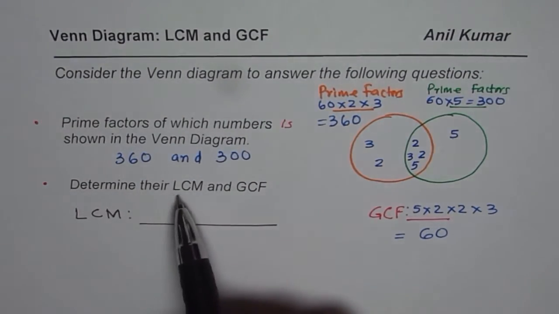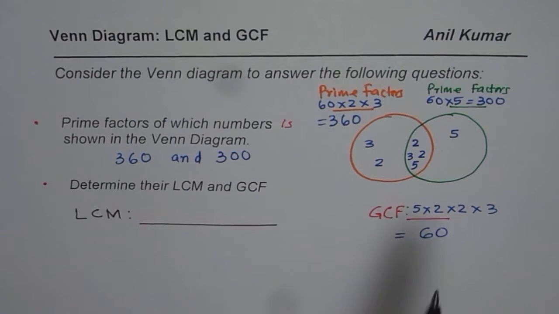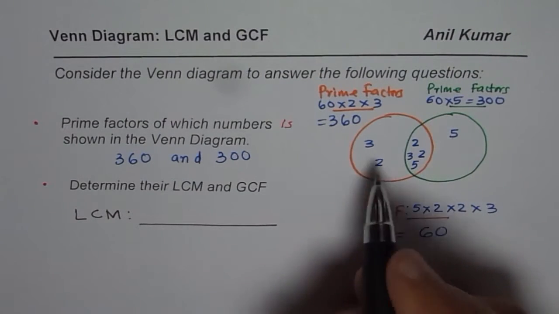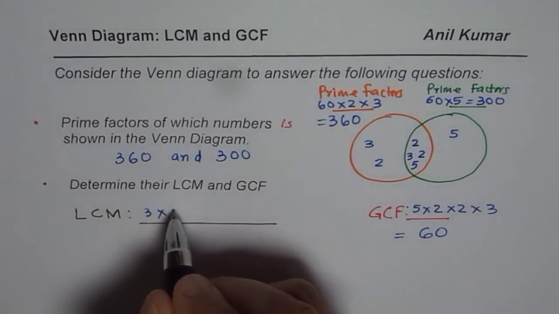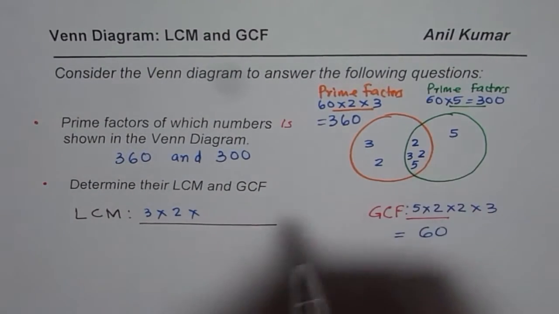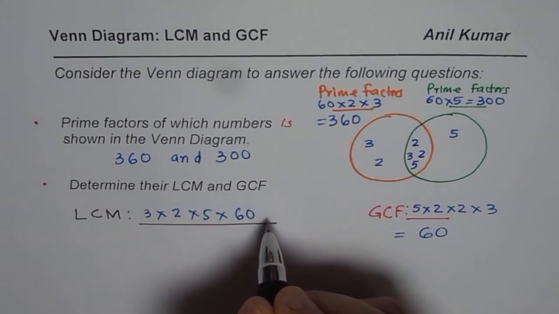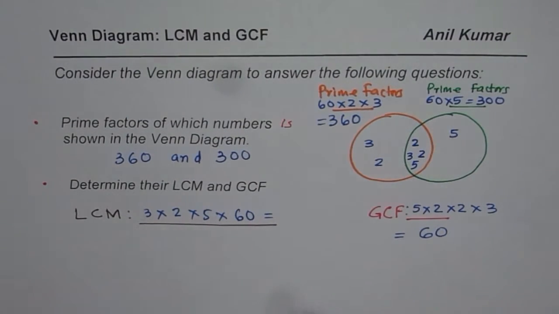Now we need to find LCM and greatest common factor. We have already found the greatest common factor. The LCM will be, we have to multiply all these numbers. So that means we have to do 3 times 2 times 5. We'll multiply the outside numbers and the greatest common factor, which is 60, right? And get our answer, correct?